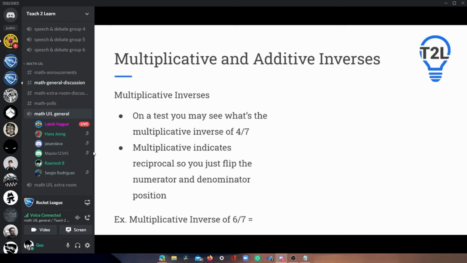All right. Multiplicative and additive inverses are just fancy terms for things that you should already know. Multiplicative inverses are basically reciprocals, so you just take a fraction and flip it. If you had 4/7, and you take the reciprocal, also known as the multiplicative inverse, you'd get 7/4. If you had the reciprocal of the number 4, it would be 1/4. Additive inverses are also known as the opposite of a number.